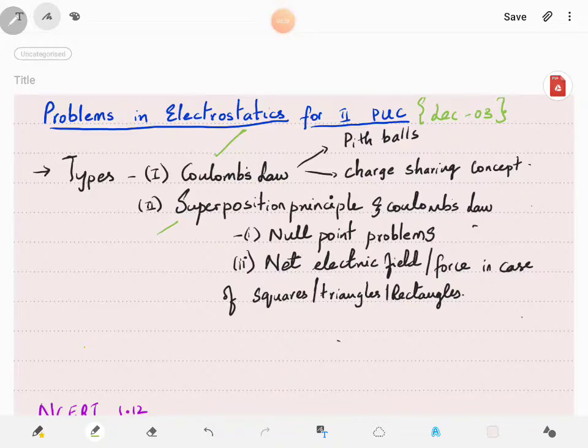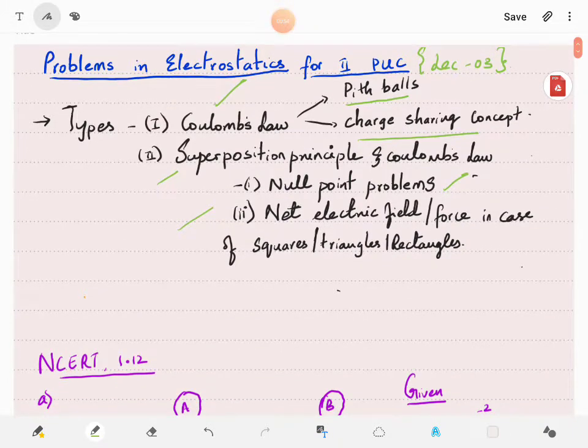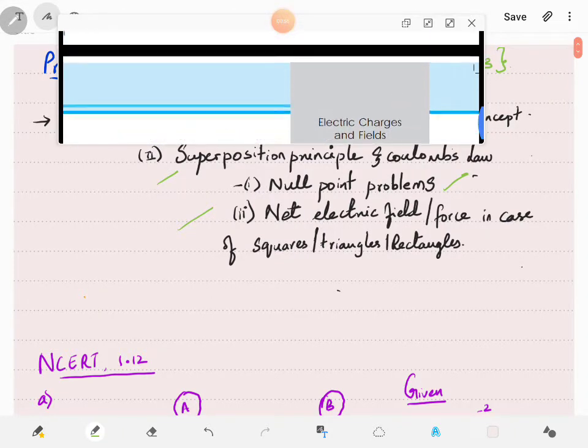On Coulomb's law, we'll see two illustrations, basically pith ball concept and charge sharing concept. So these are two types of illustrations that I would like to talk to you about from the point of view of Coulomb's law. Under superposition principle, we will be talking about null point problems and net electric field in case of regular geometric shapes such as squares, rectangles, and triangles. So without any further delay, let me start off with question number 1.12 from your NCERT textbook.